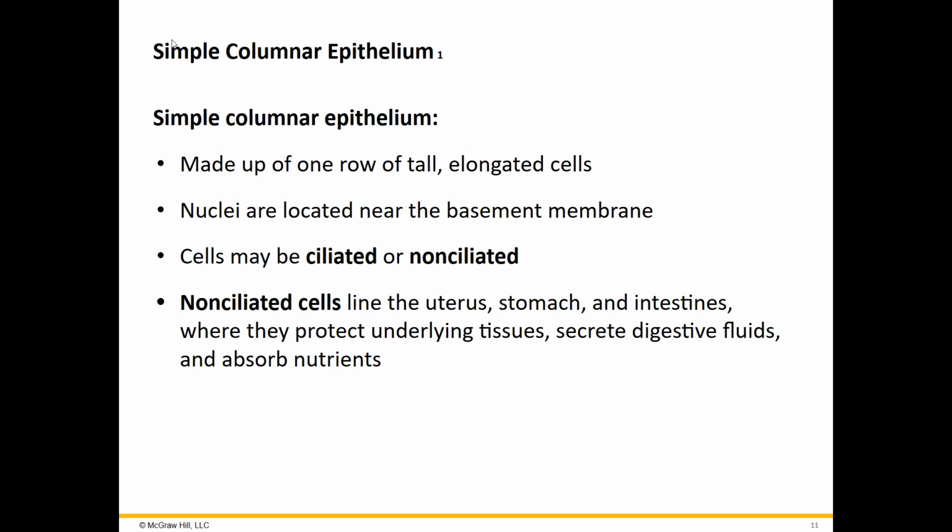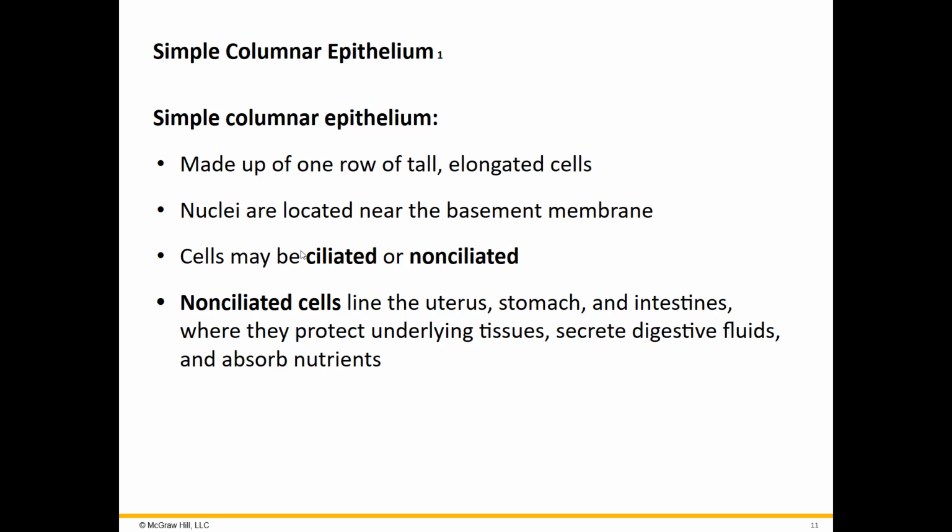Simple columnar. Simple, one layer, columnar. It looks like a column, epithelium, skin. One row of tall, elongated cell. The nuclei here are located near the basement membrane. Because the cell is so tall, the nuclei just sits at the bottom. So that we know just from the definition, simple columnar epithelium. So what do I want you to know?